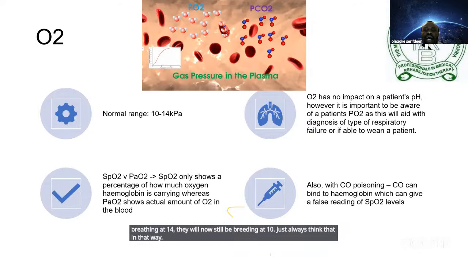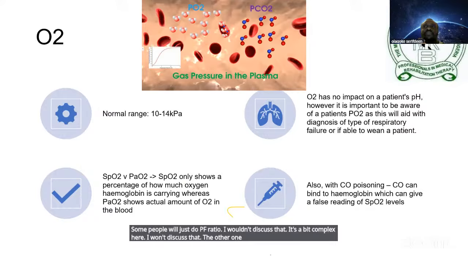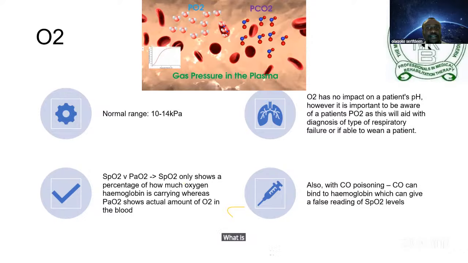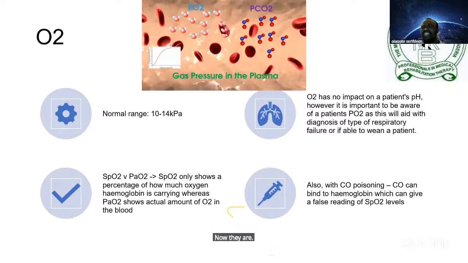And aside from that, some people have another way to calculate it. Some people will do the PF ratio. I won't discuss that, it's a bit complex here. The other one I will teach is that some people know the normal value you want everybody to have is just 10. Just subtract 35 from that. So for somebody that is using 35 to breathe, I expect their oxygen in their blood to be as high as 25. Now they are on 12. I hope that makes sense.